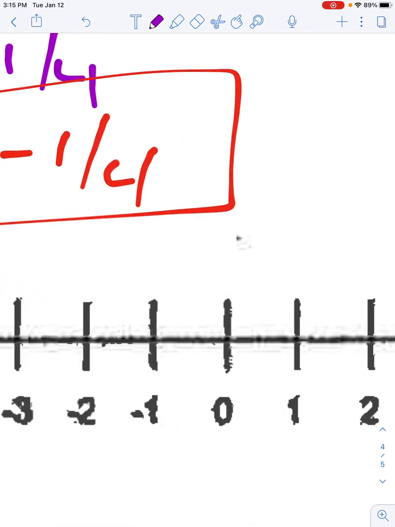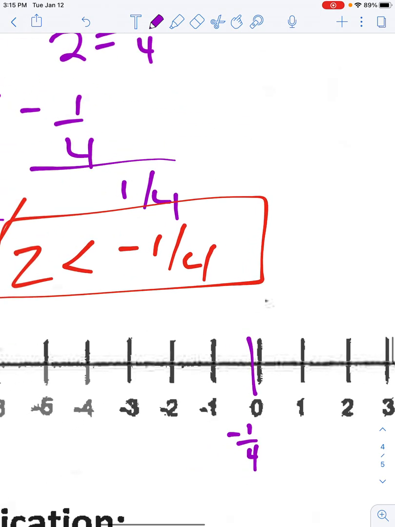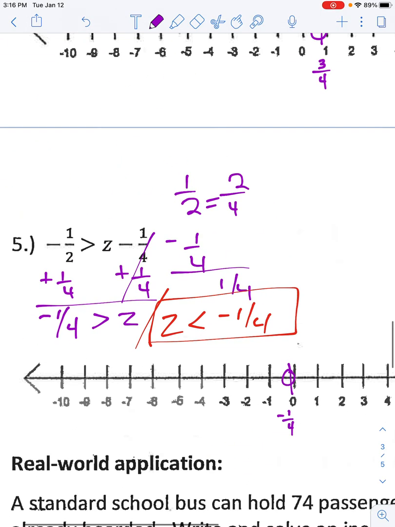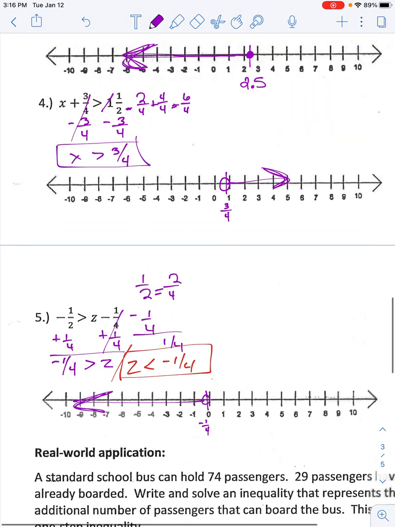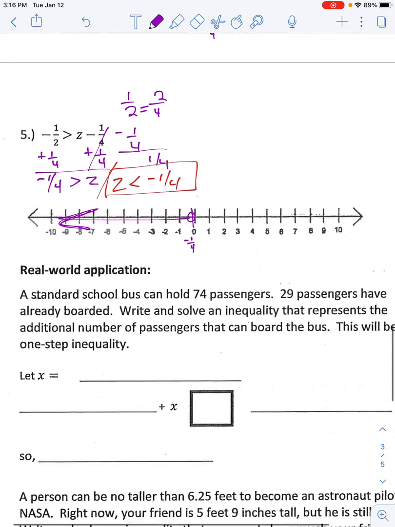Okay, so we are plotting z is less than -1/4. -1/4, you need to label it. It can't be -1/4, so it's everything to the left of that. It's an open circle because we're not including -1/4 in our answer.